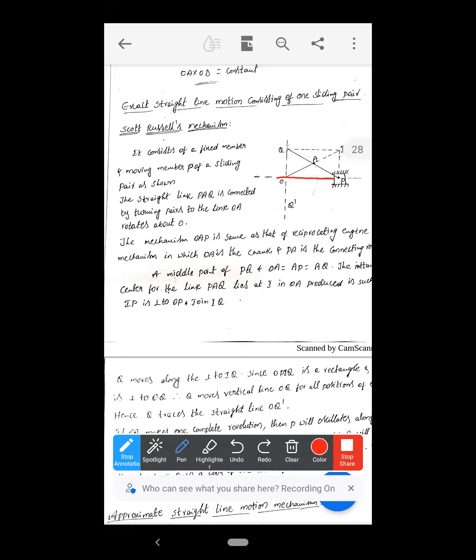In this, we achieve the straight line motion when we extend the link. That is our PQ. The connecting rod is extended up to Q. So the connecting rod is considered long; PA is extended up to Q.